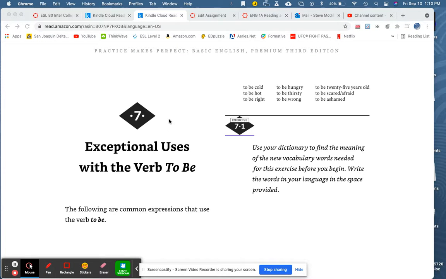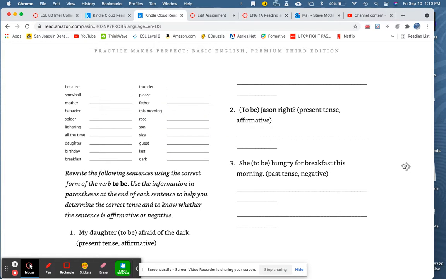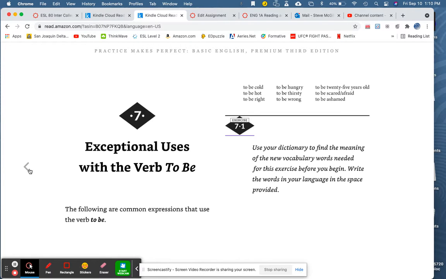This is a two-part assignment. For the first part, I will ask you to translate the English words to your language. For the second part, I will ask you to rewrite the sentences using the correct form of the verb to be. First, let's look at the terminology or vocabulary.